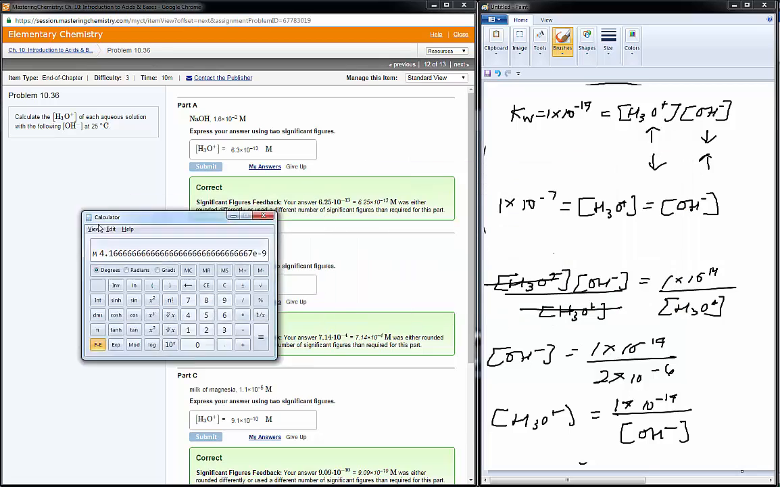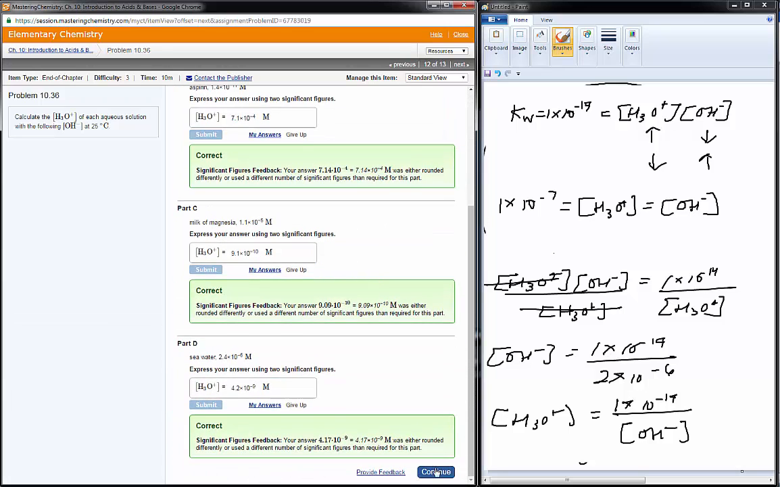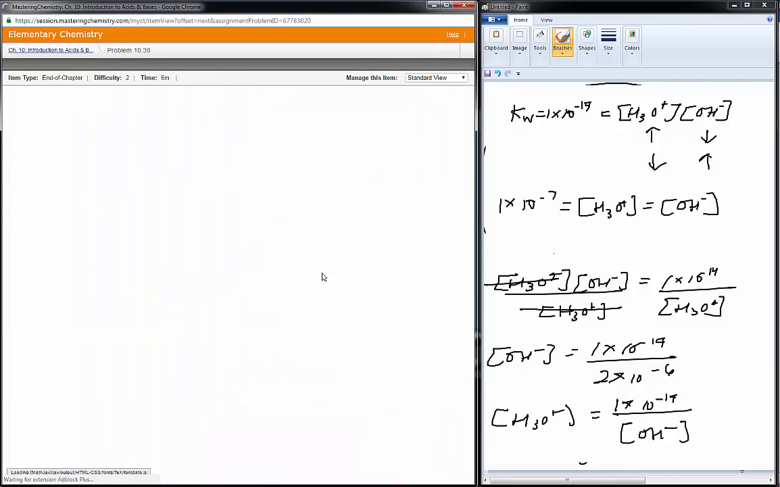So notice again what we were talking about here, that if the Kw is 1 times 10 to the negative 14th, the only way that these two things can be equal or truly neutral is if each of those is 1 times 10 to the negative 7th. And if one of those is higher than that value, the other one must be lower, and vice versa. So -2, that's much higher than -7, so this is much lower. -11 is much lower than -7, so this is much higher, and vice versa.